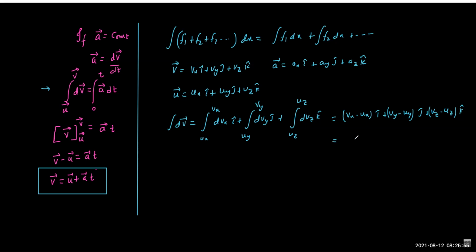And this we can further write as vx i cap, vy j cap, vz k cap minus ux i cap, uy j cap, and uz k cap. And because we cannot rewrite this as again v and says u, that's why the integration is this much.